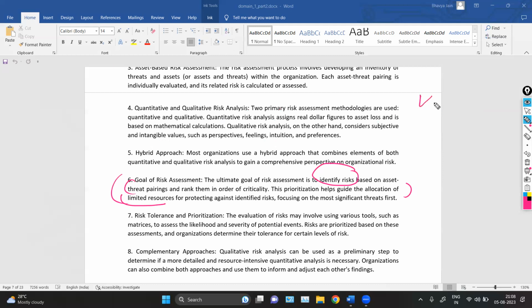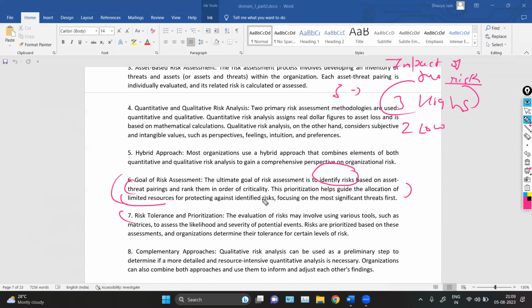Like if we have 5 risks out of 5, with 3 high risks and 2 low risks, first we will consider these 3 high risks. And how can we say that this risk is high or this risk is low? On the basis of the impact of the risk, like the consequences of the risk.